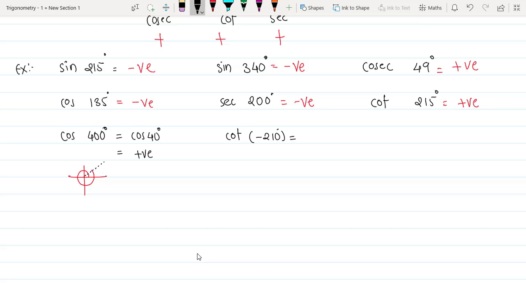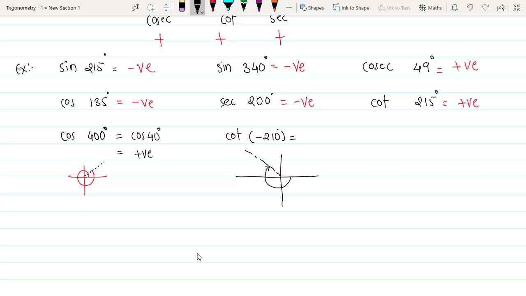What about minus 210? What about minus 210? What does minus 210 mean? This is minus 90, this is minus 180, and minus 210 lies somewhere in the second quadrant. Is it okay?